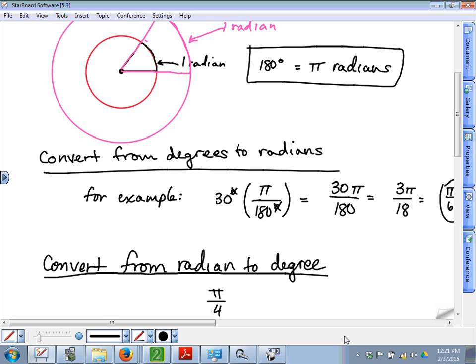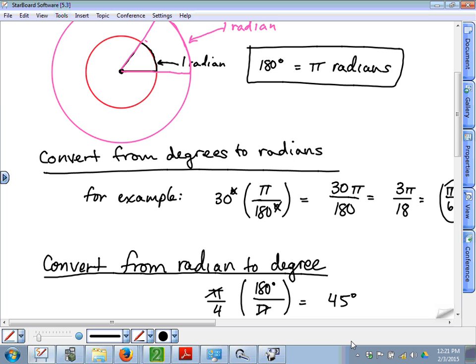Pi over 4. How do we know this is in radians? There's no degree symbol. And usually the pi is a dead giveaway, but there's no degree symbol. Okay? So we got to do the same thing. We need to multiply this. And we're going to use these same values, but it's not going to be pi over 180 anymore. We don't want to cancel the degree symbols. What do we want to cancel? We want to cancel the pi. So pi goes on the bottom, and 180 degrees goes on top. So the pi symbols cancel. You have 180 divided by 4, which is 45 degrees.